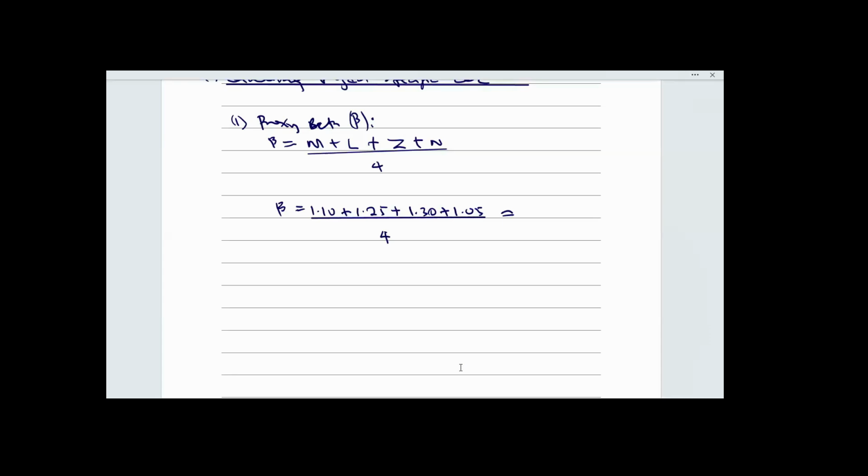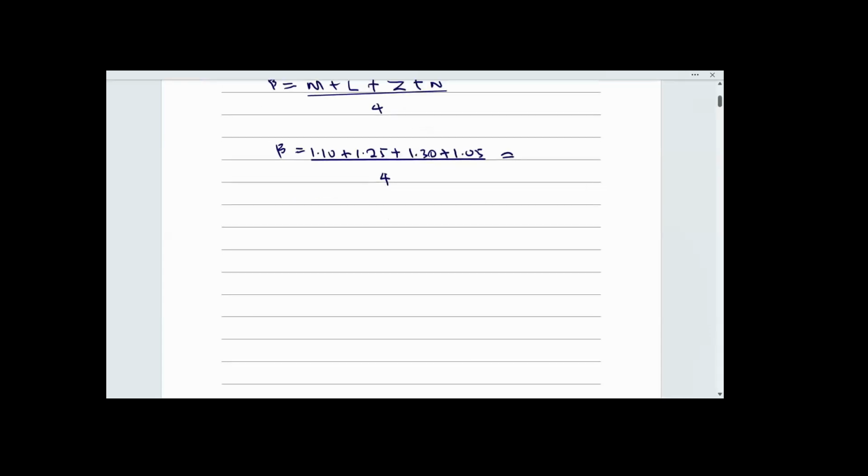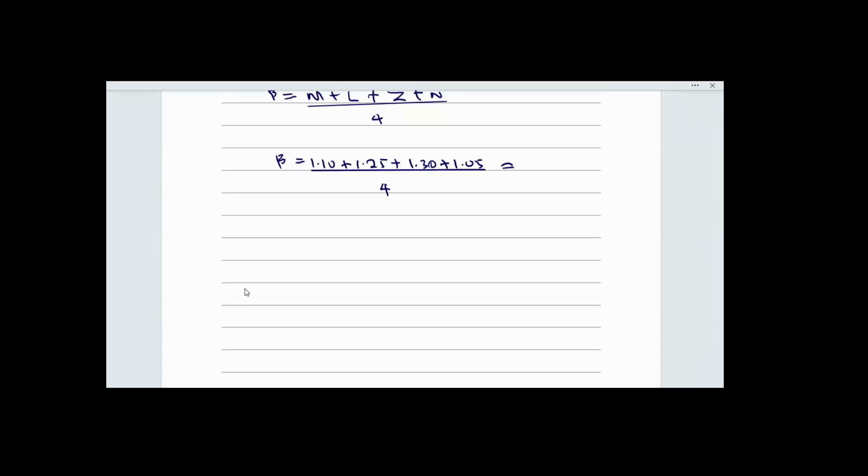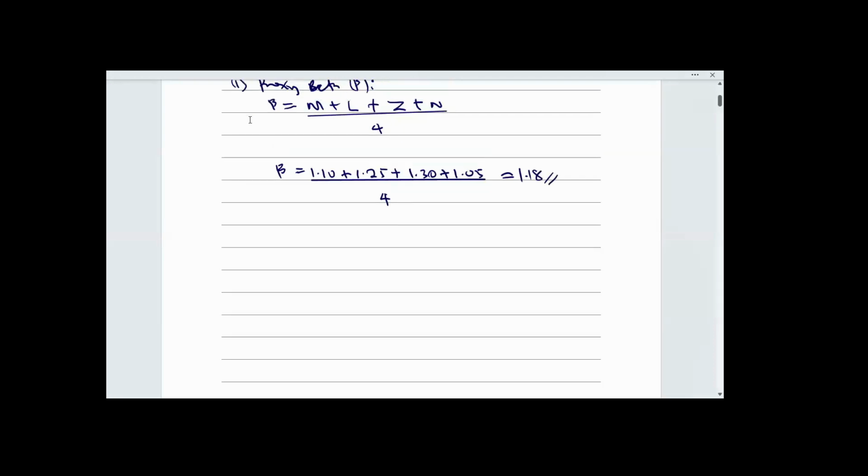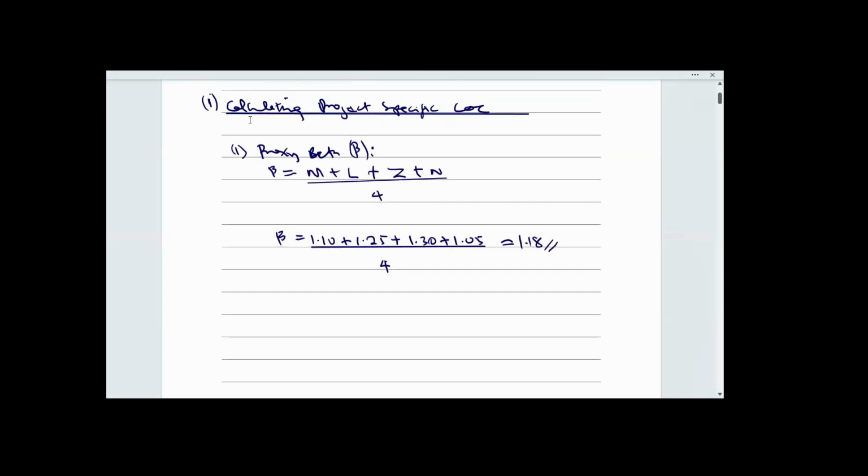So give it to me. What do you have there? 1.175. Okay, because the betas given to us are in 2 decimal places, we round our number to 2 decimal places, 1.18. So the proxy beta is 1.18. So we are done with step 1. We then move to step 2.